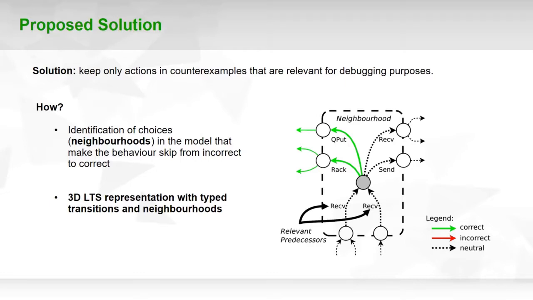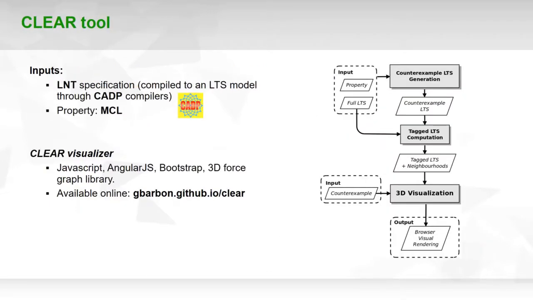The 3D visualization technique is implemented in our Clear Visualizer. It takes as input a model and a property, detects the neighborhoods, and finally generates the 3D rendering. To do this, we use technologies like JavaScript, AngularJS, Bootstrap, and the 3D Force Graph library. Let's see now our tool in operation.